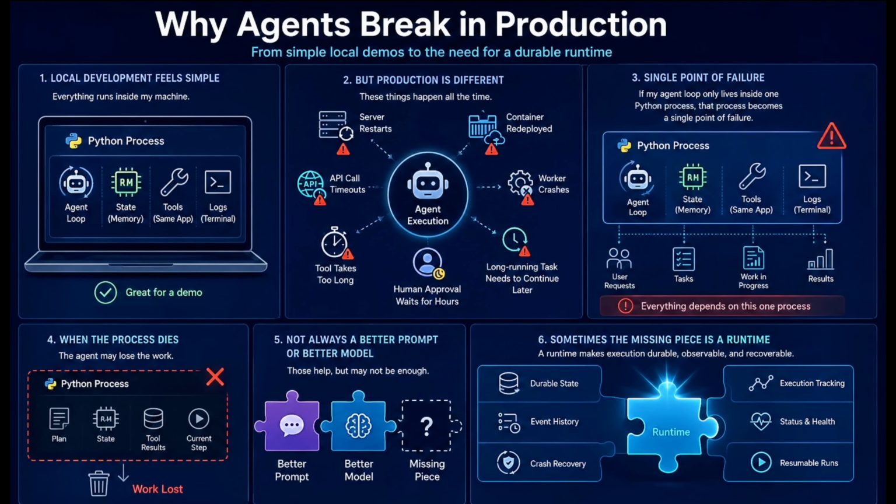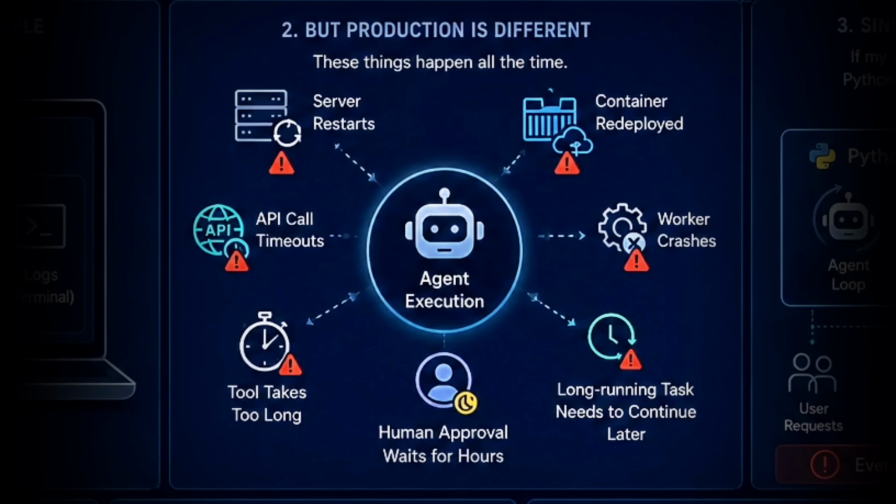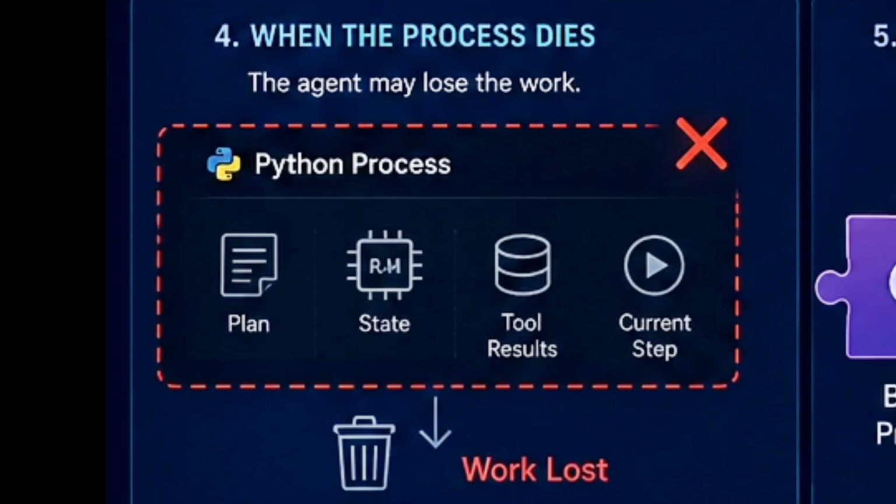But production is different. In production, these things happen all the time: a server restarts, a container gets redeployed, a worker crashes, an API call times out, and so on. If my agent loop only lives inside one Python process, then the process becomes a single point of failure. When the process dies, the agent may lose the work. This is why I think the missing piece is not always a better prompt or better model. Sometimes the missing piece is a runtime.